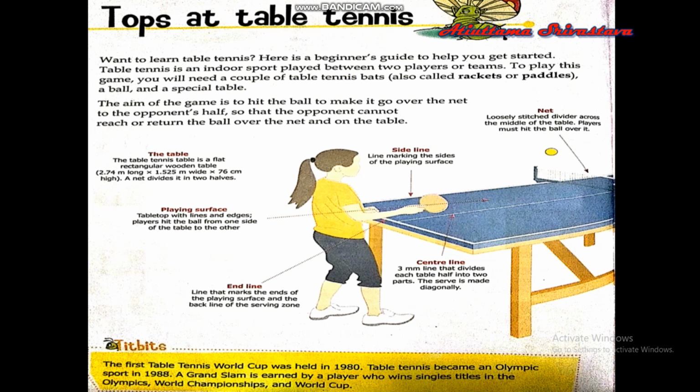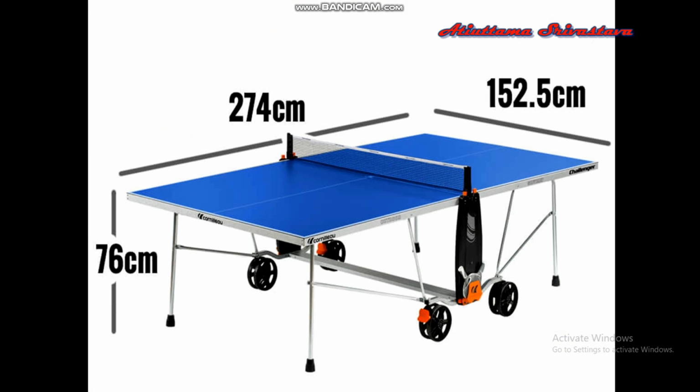Now let us see the dimensions of the table. The table tennis table is a flat rectangular wooden table that is 2.74 meters long, 1.525 meters wide and 76 centimeters high. A net divides it into two halves.